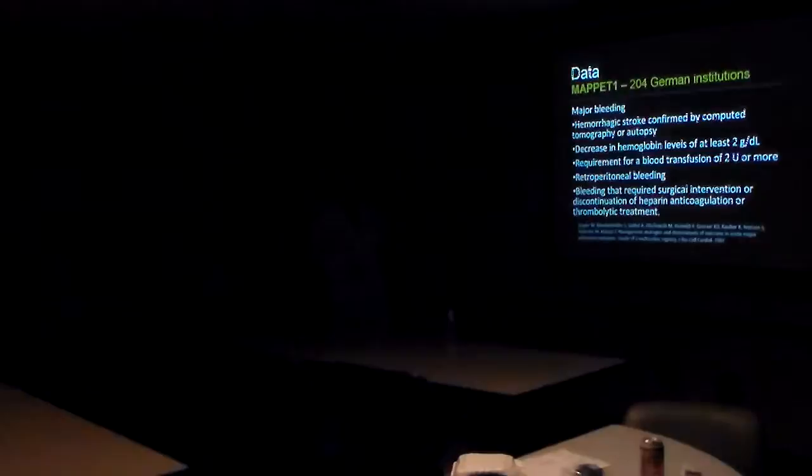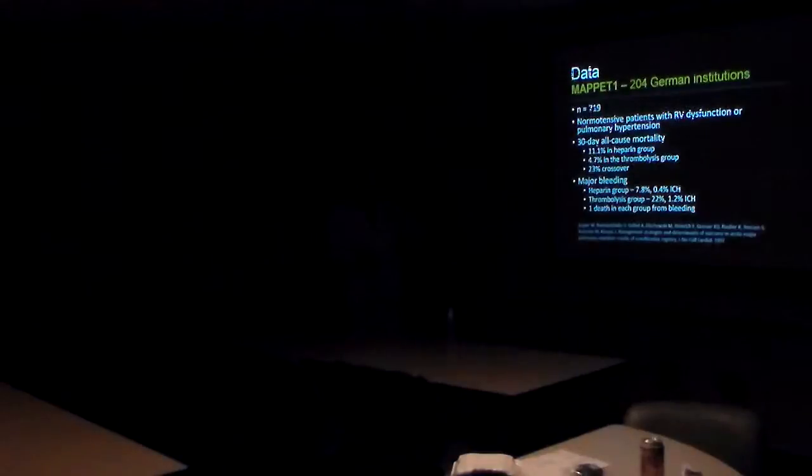So here's their definition of major bleeding. Hemorrhagic stroke, sure, that's major. A decrease in hemoglobin of 2, maybe that's not major bleeding. If you came in at 14 and you were dehydrated, or you came in with a hemoglobin of 12 or 13, you get hydrated and it drops to 10 or 11, I don't know if I would consider that major bleeding. Having to get transfused is probably significant. I don't know if I would necessarily call it major, but having to get a transfusion is significant. Retroperitoneal bleeding, well, to me, it depends how bad it is, because you can have minor or major retroperitoneal bleeding. And certainly if it required a surgical intervention, that would be major. And for the purposes of the study, it's probably good to include discontinuation of heparin or thrombolytic treatment.